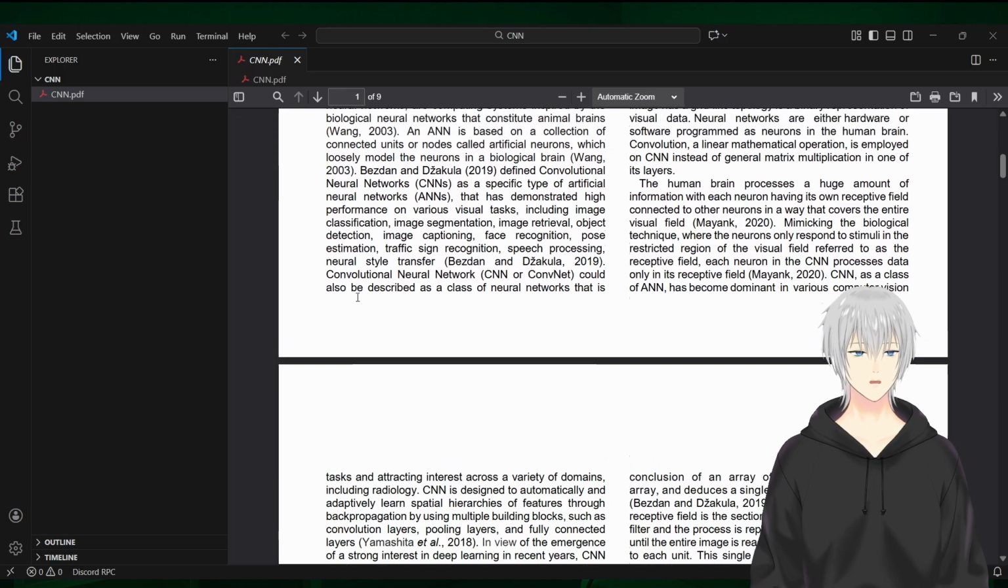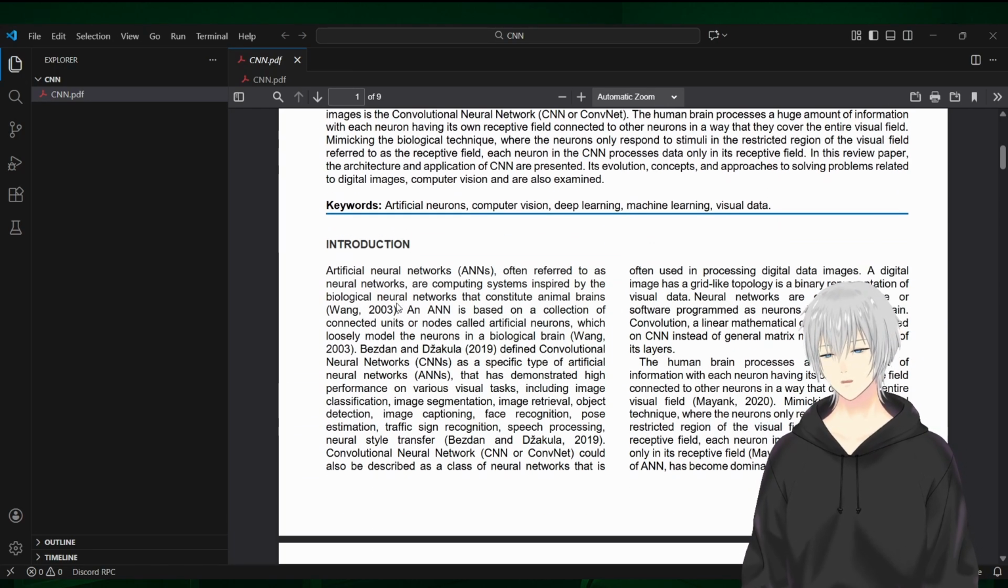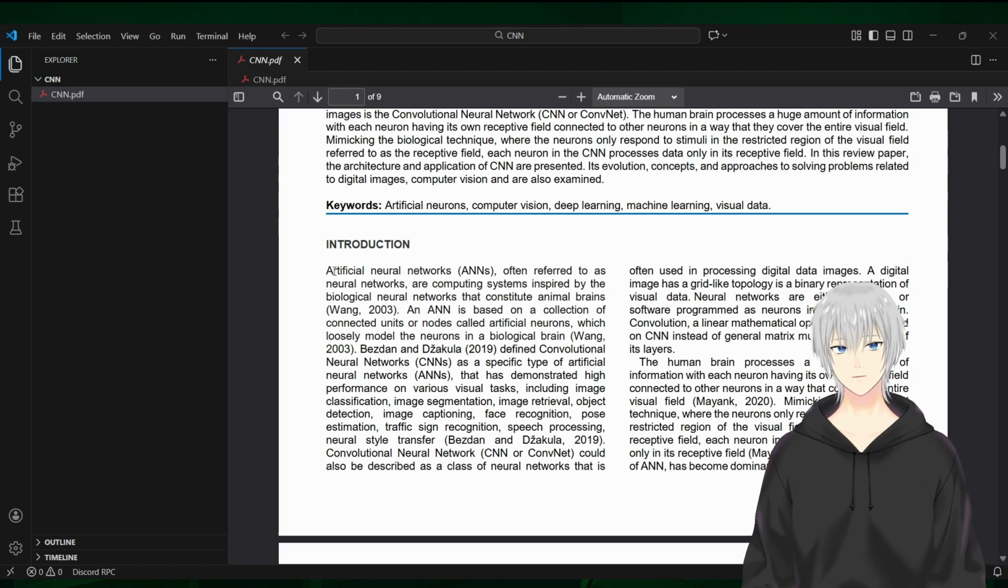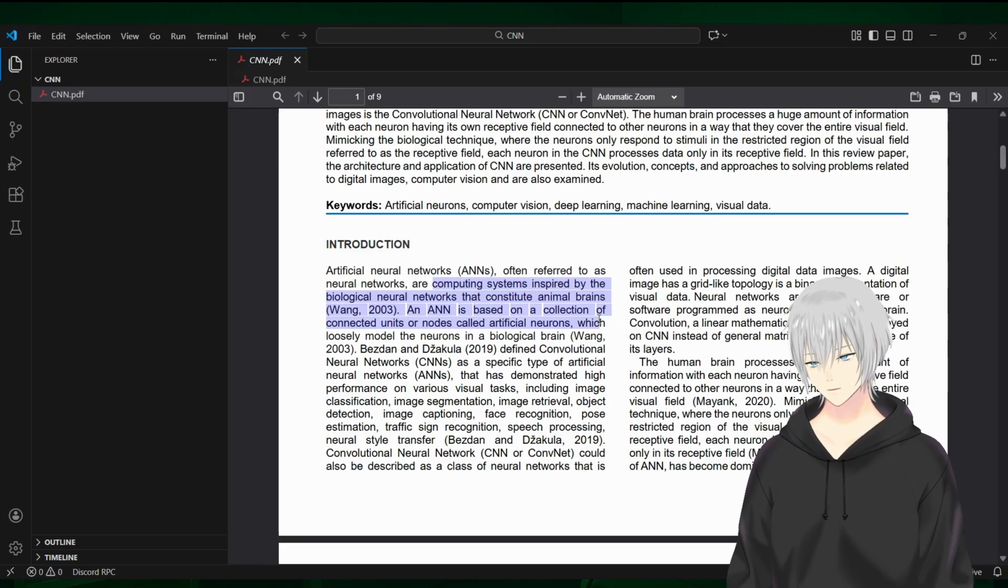How big is the research paper? I think, okay, it's 9 pages, and we are already done with the half page. Artificial neural networks are often referred to as neural network computing systems for biological neural network on the brain, node called artificial neural networks. What the heck are you doing?